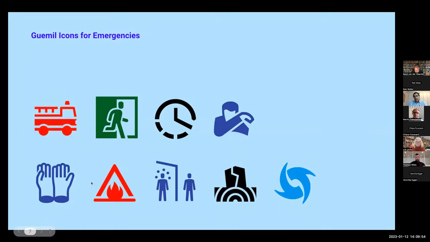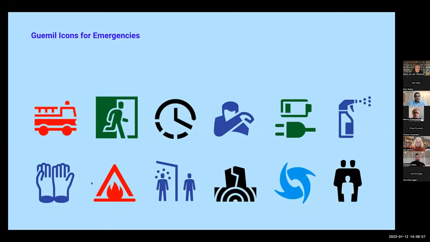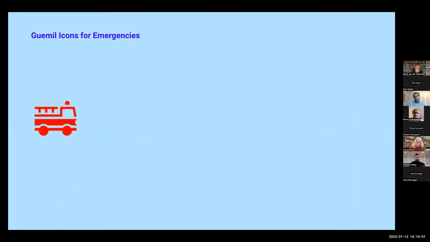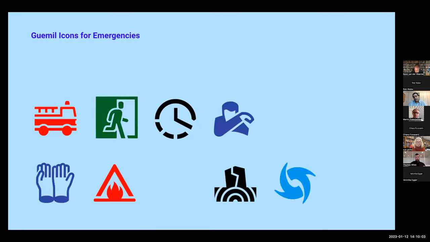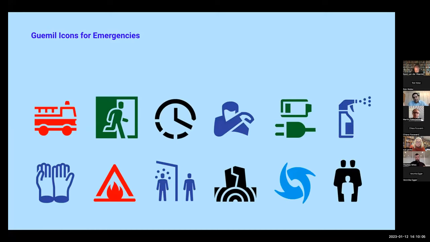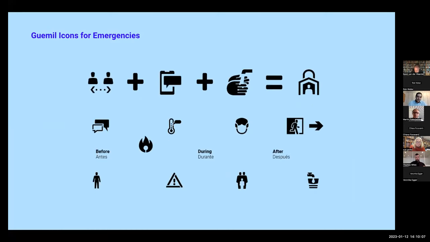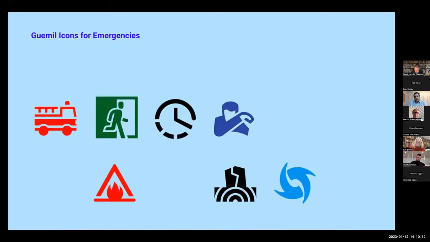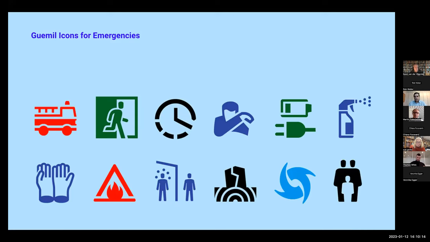And here is the project. This is the proposal. These are the Guemil icons for emergencies. This is a set of 85, more or less 86 symbols for managing emergencies before, during, and after.